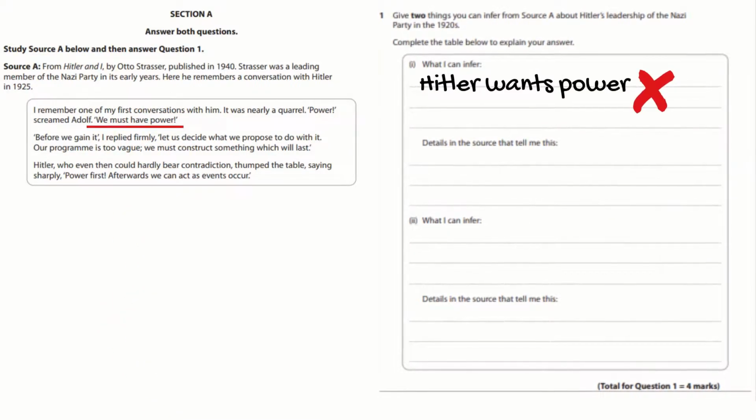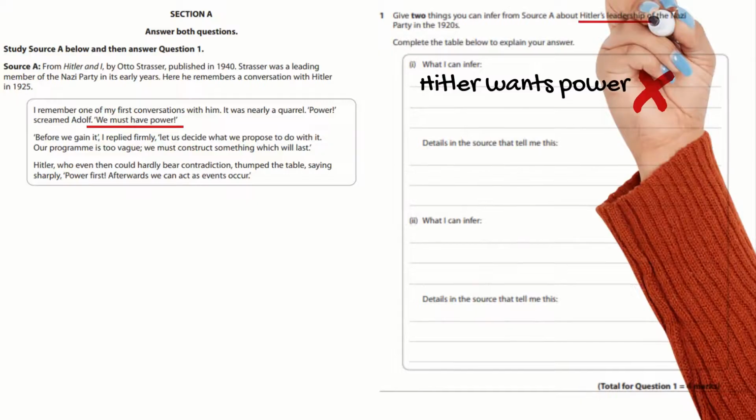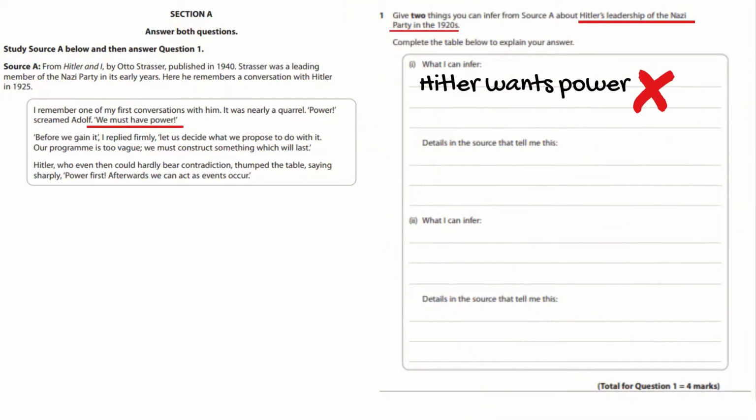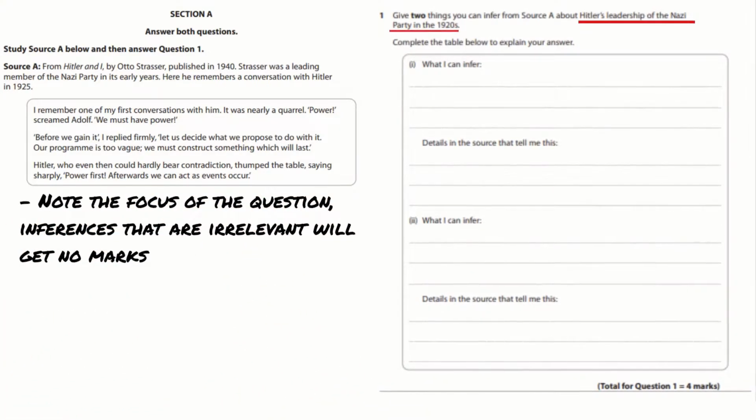Now the question is asking you to give 2 things you can infer from source A about Hitler's leadership of the Nazi Party in the 1920s. And this is the focus of the question, and we need to focus on that statement. What does the source tell us about how Hitler led the Nazi Party in the 1920s? Read the whole text and you begin to get an idea.